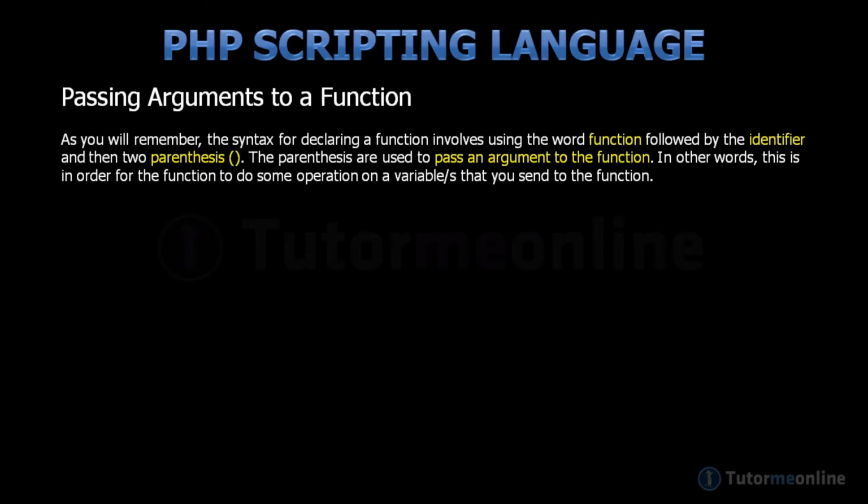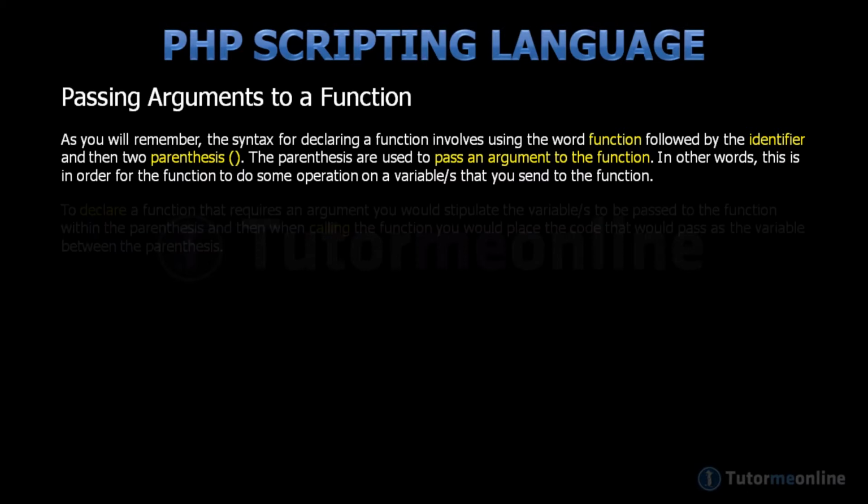In the previous example, we learned that the syntax for declaring a function involves using the word function followed by the identifier and then two parentheses. The parentheses are used to pass an argument to the function. In other words, this is in order for the function to do some operation on a variable or variables that you send to the function.